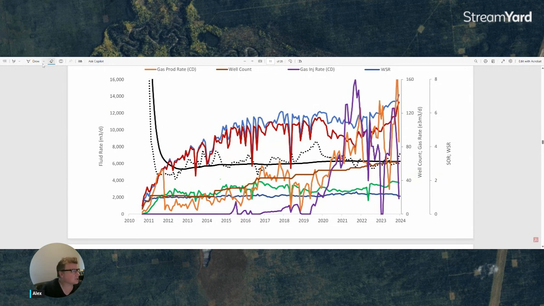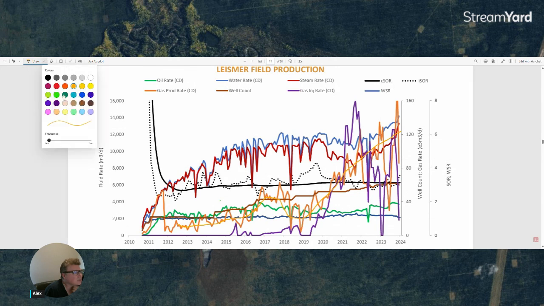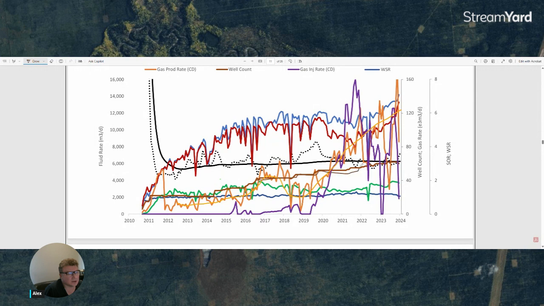So we're talking about this orange line right here. So what happened here? Development of new wells. Well, development of new wells, you will see a well count. So well count is in brown, right? So let's use brown here. So brown, we see increase in well count. So yeah, that's a good answer, right?